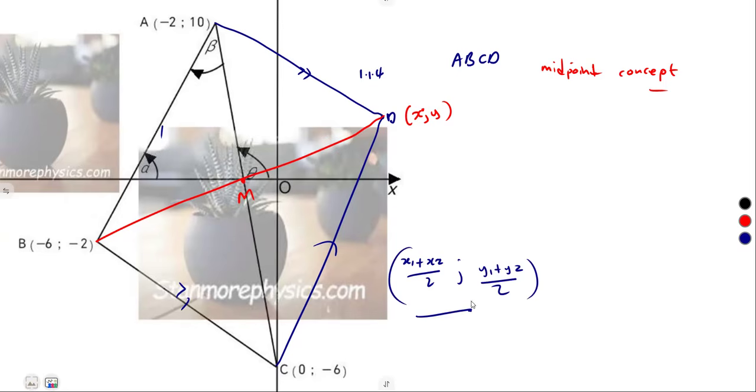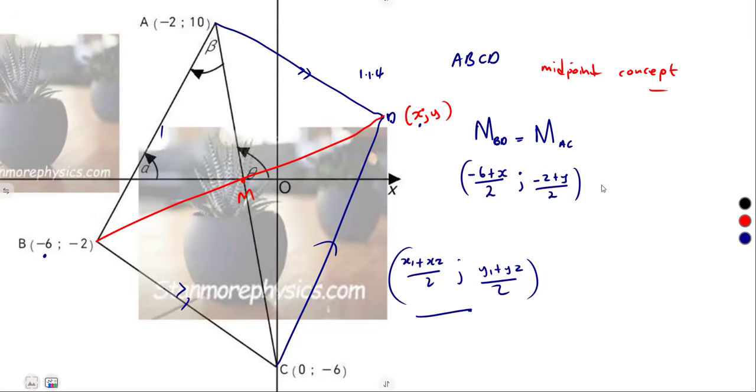That's a midpoint. So in our case, we can say the x value, considering the midpoint of BD. So let me just write here, the midpoint of BD is the same as the midpoint from A to C. So the midpoint of BD, I'm going to take -6, the x value, plus x over 2. That is the x value. The y value, we are going to consider -2 and y. So that's -2 plus y over 2.